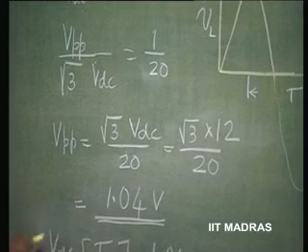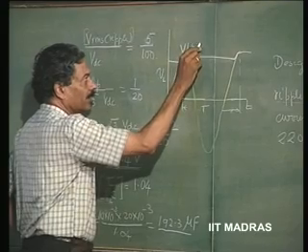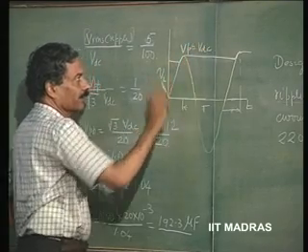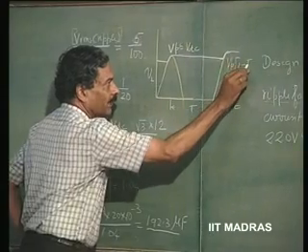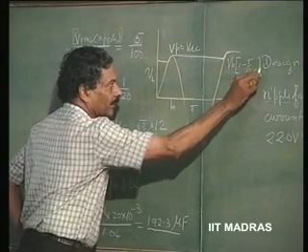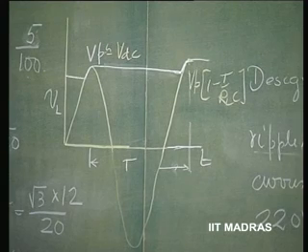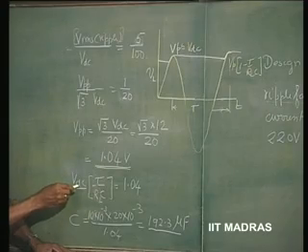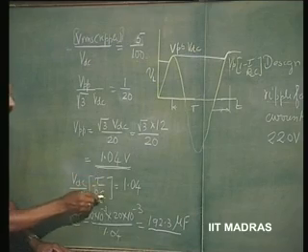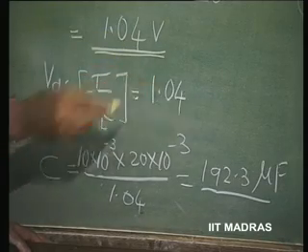So, this ripple we have seen, this Vp is very nearly equal to VDC, and this is Vp into 1 minus T by RC. This is what we had assumed in the class. So, the peak to peak ripple is VDC into T by RLC, that is already worked out as 1.04 volts.